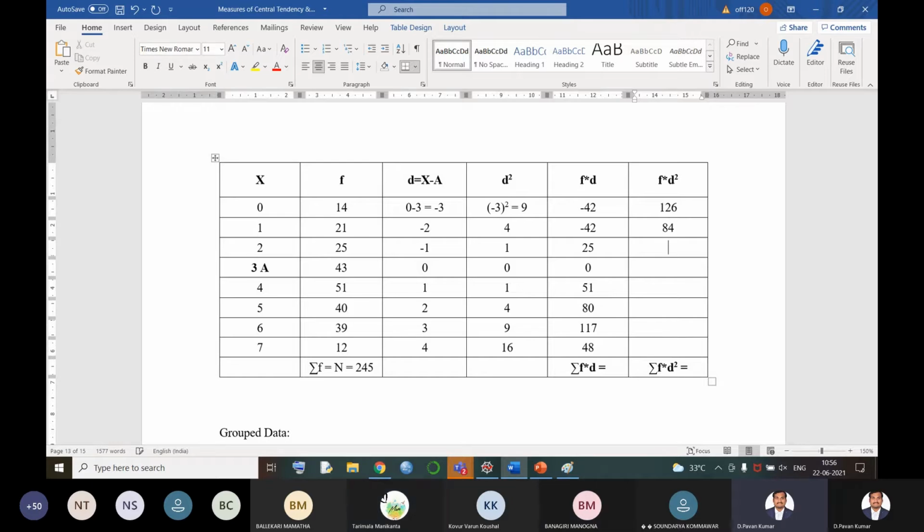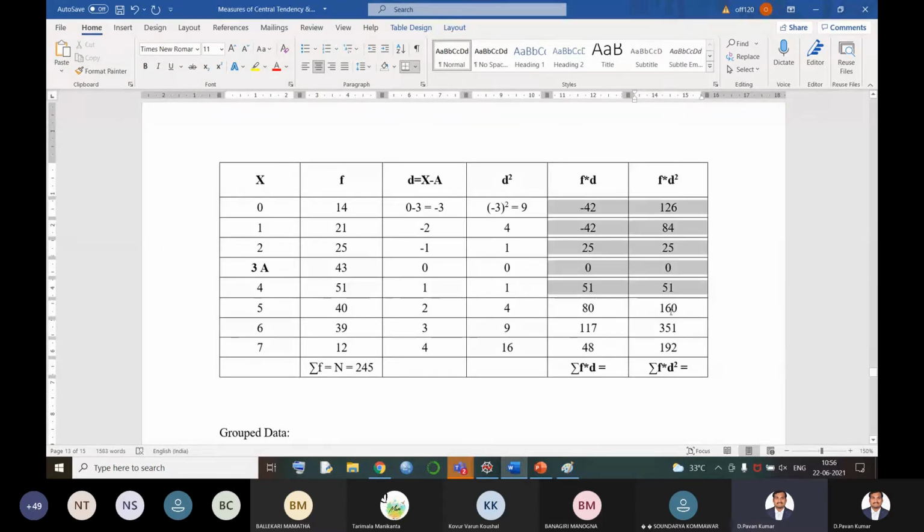Now next, 25 into 1, again 25. Next, 0 into something is obviously 0. 51 into 1 is 51 again. Now 40 into 4 is 160. Now 39 into 9 is 351. And 12 into 16 is 192.